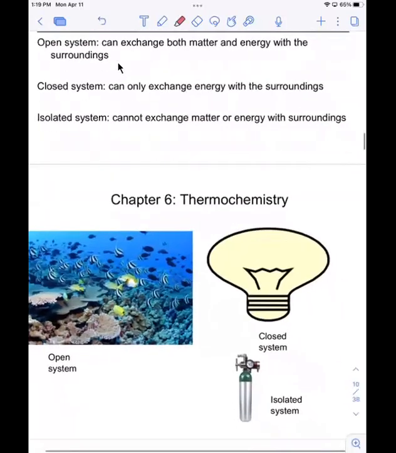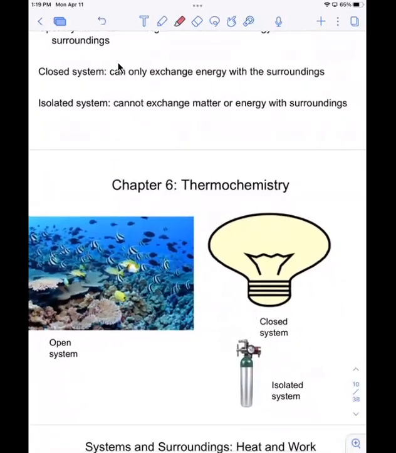An isolated system would be a system like this canister of oxygen, where you can't exchange matter or energy. And I used the example this morning, like that canister of oxygen.